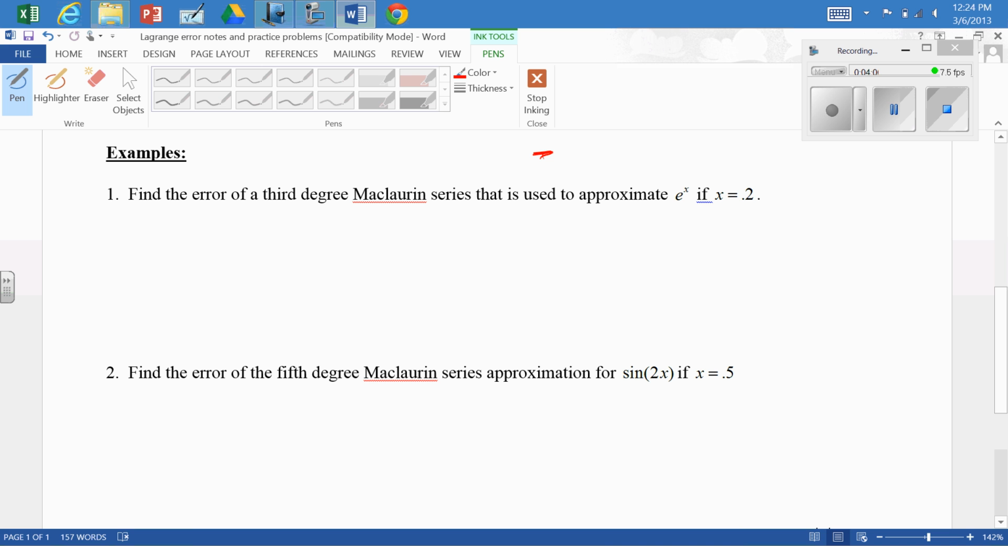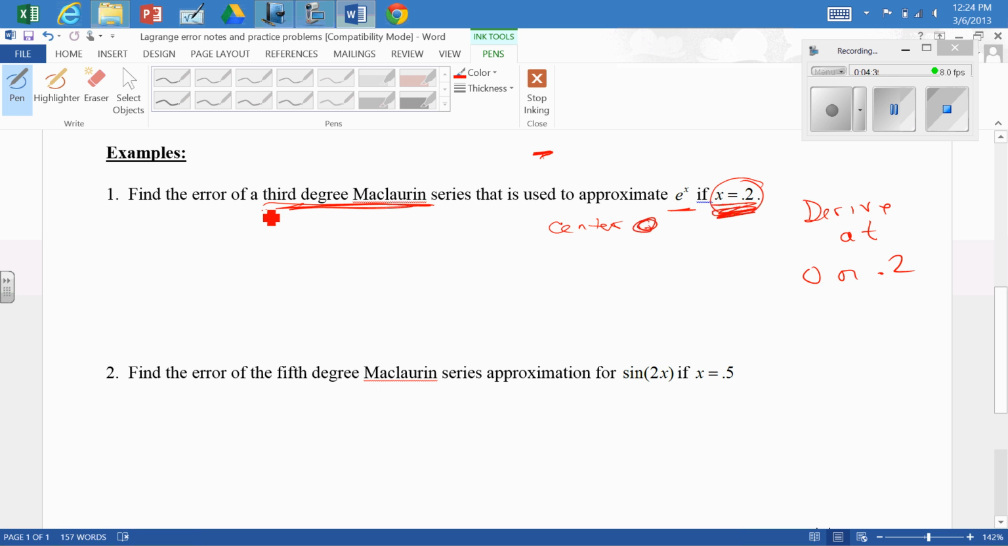Okay, so let's say we're looking at e to the x, and we are going to go to a third degree Maclaurin series, and we're going to approximate it at x equals 0.2. So our center is 0 because it's a Maclaurin series, and then we're going to use this x equals 0.2. So we have to choose between a derivative at 0 or at 0.2. Now, we don't just want to use the first derivative.